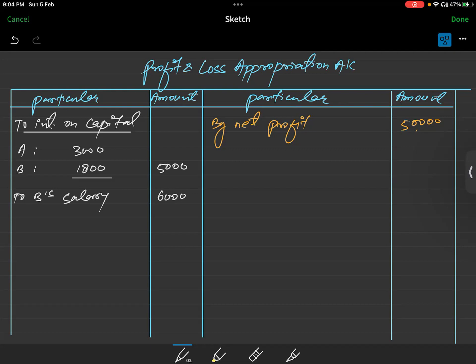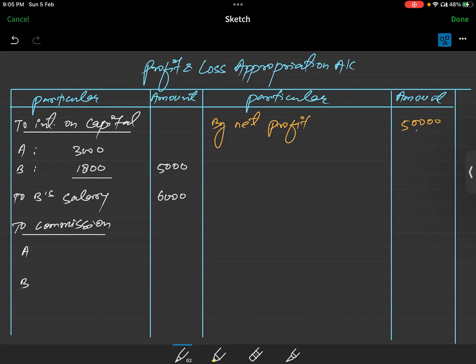Then it says commission is also required to be paid to B. B will be getting a commission of 5% on profit after deduction of all expenses, including such commission. All expenses including such commission. So for that, we'll have to prepare an extra working note. Got it, everyone? And A will also be getting a commission of 2% of the turnover. So let me first of all calculate the commission for A. Both the partners will be getting commission, A and B.